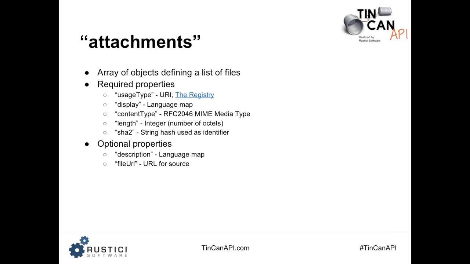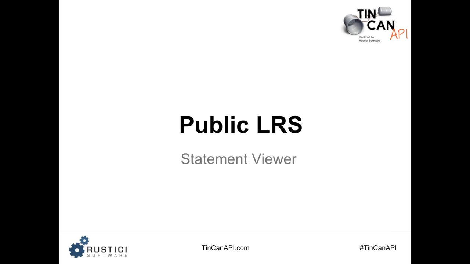Some optional properties of the attachment objects are the description, which again is a language map, and then a file URL. And this tells us a URL for the original source, which may or may not still be resolvable.